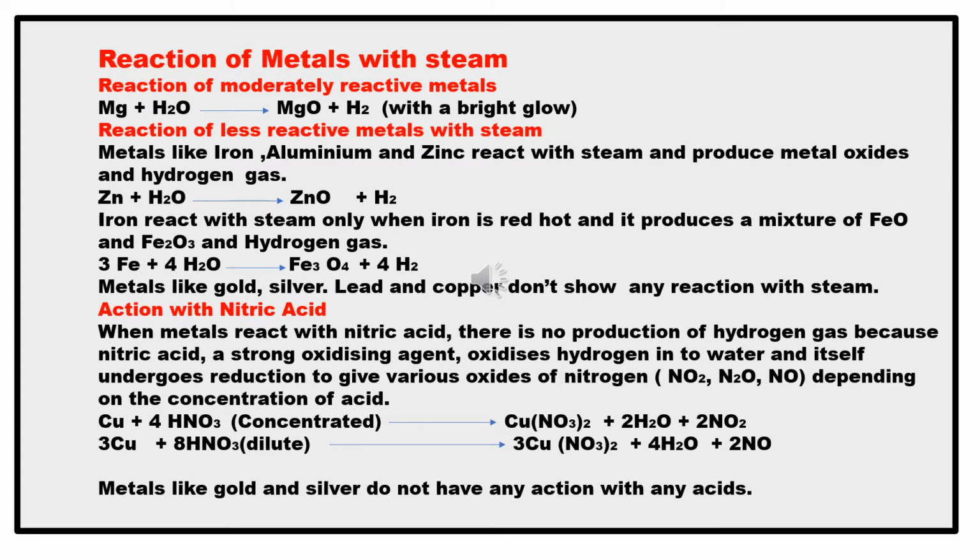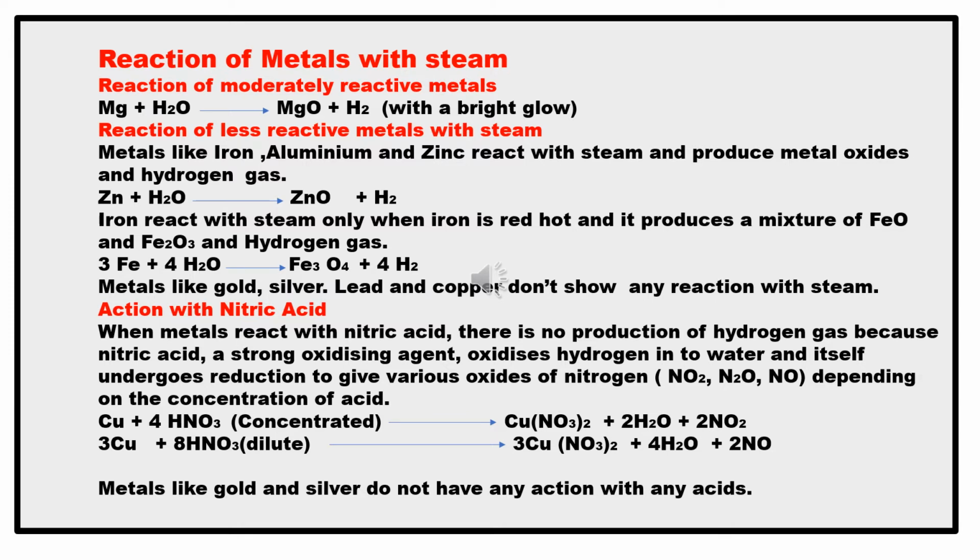And what about the less reactive metals? Metals like iron, aluminium, and zinc react with steam and produce metal oxides and hydrogen gas. Again, there's no difference in the products. Even less reactive metals react with steam, produce metallic oxides and hydrogen gas. Then what is the difference? Here, as a result of this reaction, they will not give a bright glow. That is the difference. For example, zinc reacts with steam to produce zinc oxide and hydrogen.